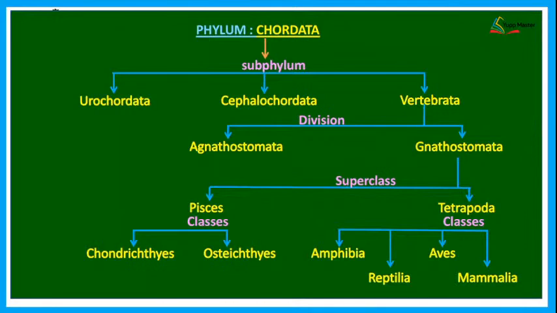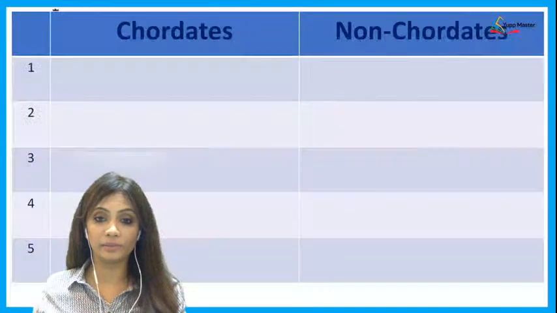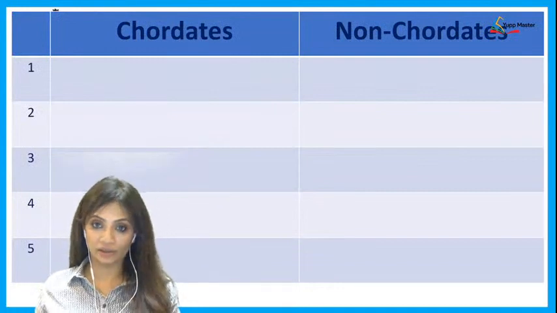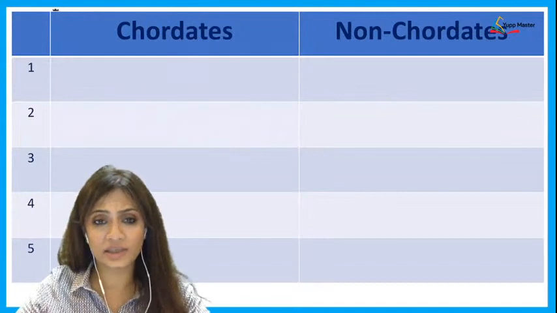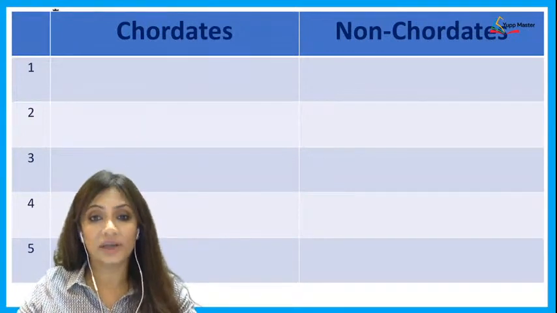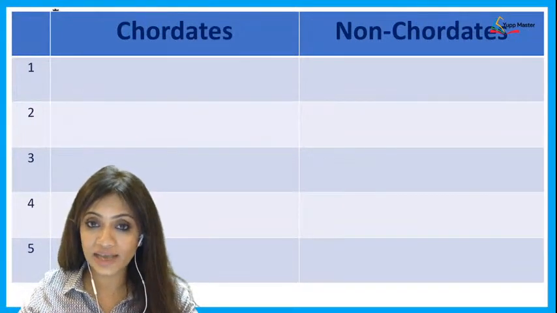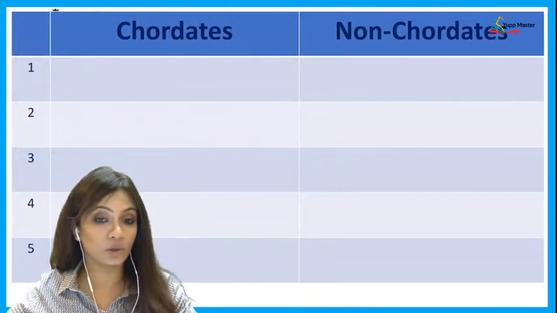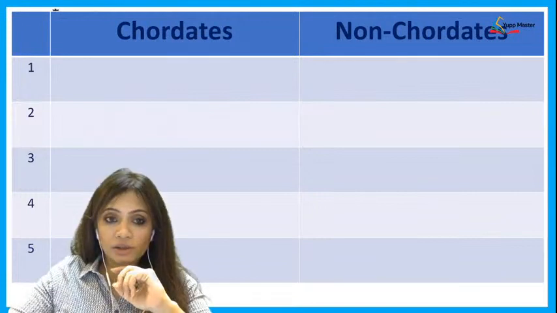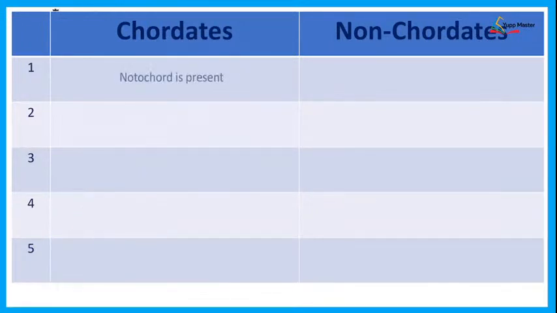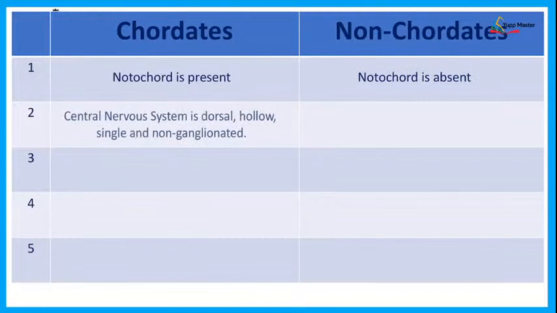Alright, now ahead of this, I have prepared one more distinguishing characteristic column, and this table is going to give you the main distinguishing points, what exactly is different between chordates and the non-chordates which we have learned. Okay, so let's get a view of that too. When we talk about the chordates, the first thing that we see is that the notochord is present. Non-chordates, notochord is absent.